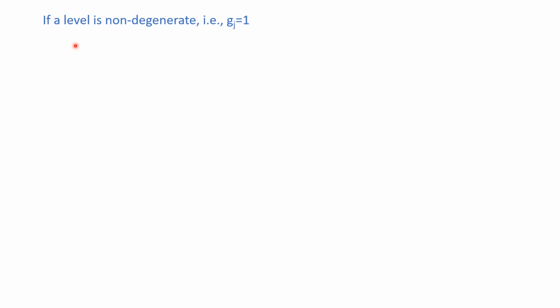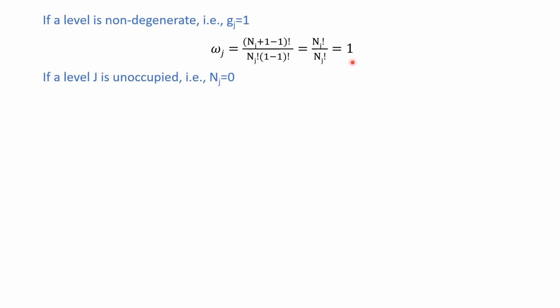Okay, if the level is non-degenerate, it means Gj is equal to 1. So in that case, the thermodynamic probability will be equal to 1. Similarly, in the other case, if a level j is unoccupied, that is Nj is equal to 0, then in that case as well, we have omega j is equal to 1.